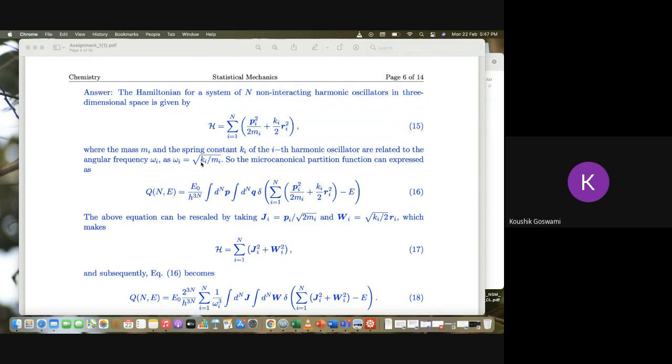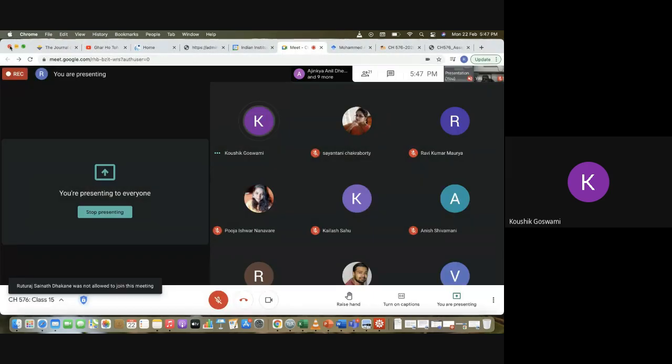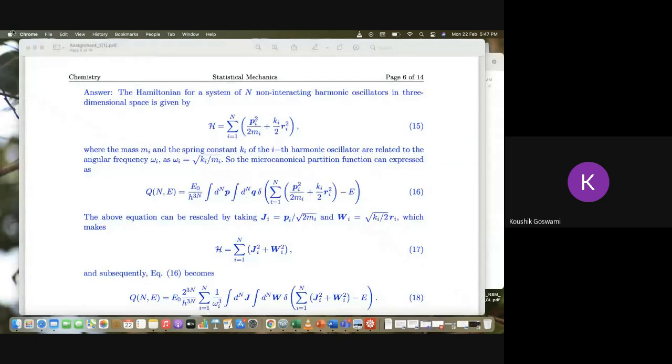And so what we can do is rescale this term, p square by twice m, the kinetic energy, and the potential energy, so that this Hamiltonian will be non-dimensional. We take p_i by root over twice m_i as a new variable j_i, and w_i as square root of k_i by 2 times r_i. Then in equation 17, it will be j square plus w square. So this is the rescaling.